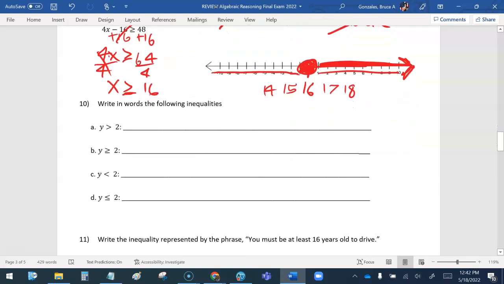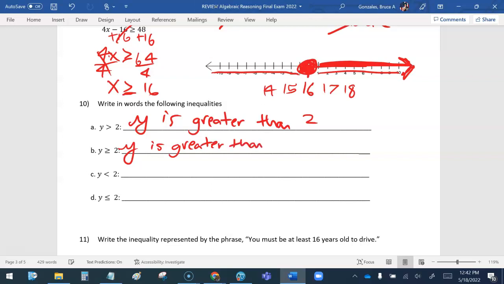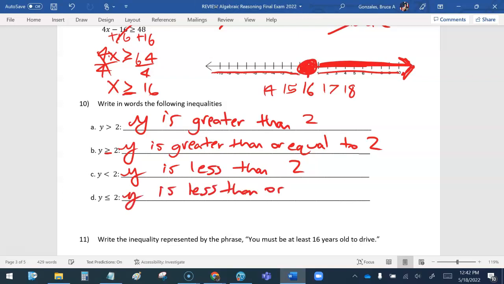Write in words the following equations. y is greater than 2. y is greater than or equal to 2, because it's underlined. y is less than 2, and then y is less than or equal to 2. Okay, so remember, or equal has the underlines.